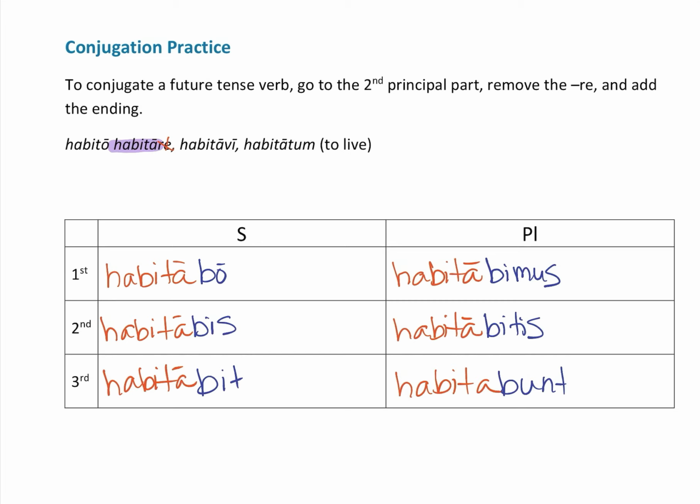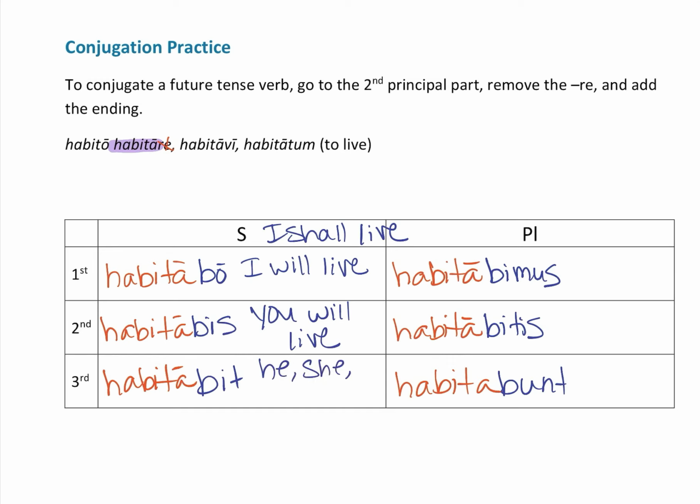And the helper, we have a helping verb in English when we do this. So this means to live. I will live. You could totally say I shall live if you're feeling fancy. Shall or will is totally fine, either one. You will live. He, she, it will. Again, you can do shall.